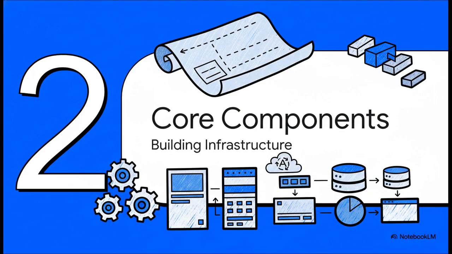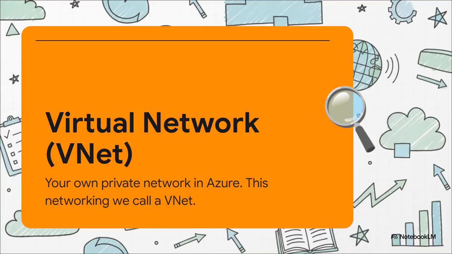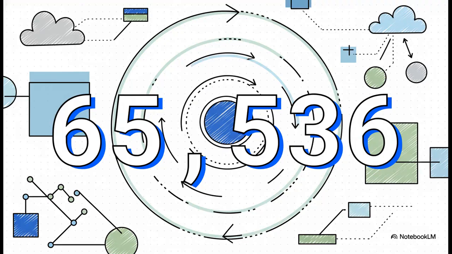Okay, so our blueprint is established. Now for the fun part. Let's start laying down the actual building blocks. We're going to get into the core components that will make up pretty much all of your Azure infrastructure. Your first, and honestly most fundamental component, is the virtual network, or what we all call a VNet. This is your very own private, isolated slice of the Azure cloud. Think of it like buying a plot of land, where you're going to build everything, and it's completely walled off from everybody else's plot.